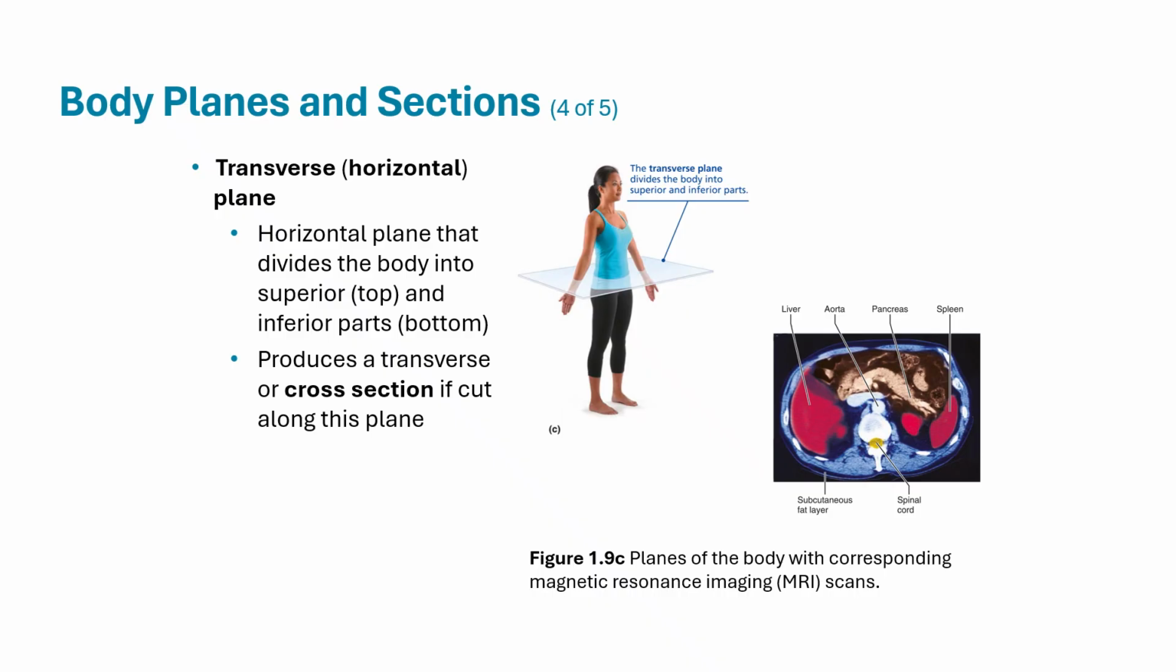A transverse or horizontal plane divides the body horizontally into superior and inferior parts. Okay, so this would be taking that plexiglass, sliding it right through the section there, and you're going to have a superior and an inferior section. And then this is what it would look like on an MRI. So think about if you take that plexiglass out and turn it so that you can see it, this is what it would look like, cross section.